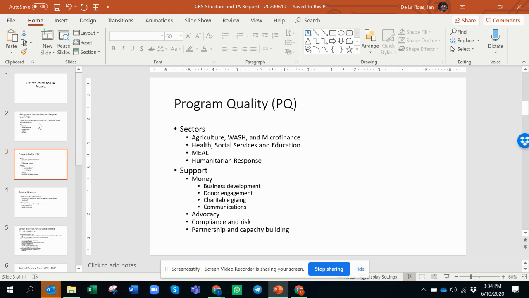Now, other units are sometimes things like money. I should highlight that I group these not based on our organogram, but by themes. Make sense? You may say, this person reports to that person, and that falls outside. But for today's purpose, at headquarters level, it's for you to understand themes and structure. So under money, there's business development. Business development is really proposal writing and donor engagement.